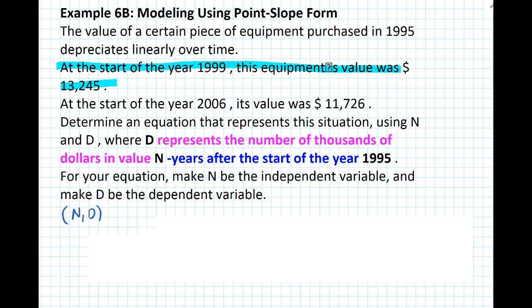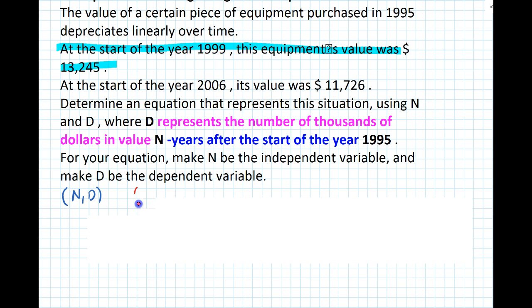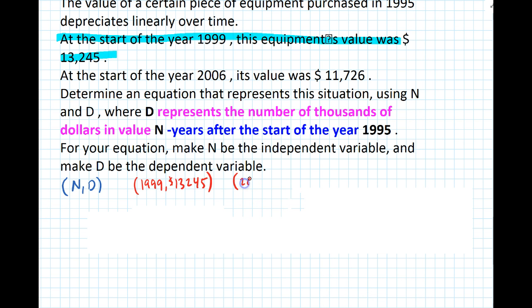And that is going to be 1999, comma 13,245. And the other ordered pair is going to be 2006, comma 11,726. Okay. Oh, I messed this up. N is years after the start of 1995.